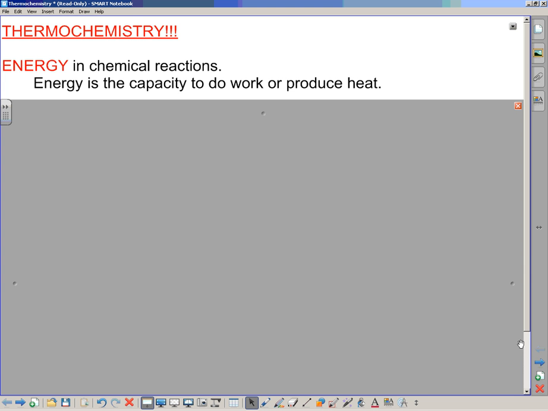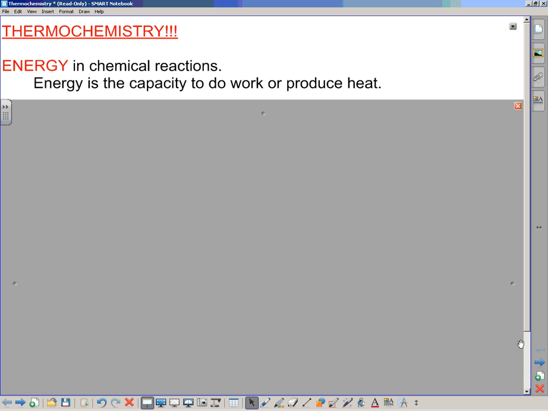Energy in chemical reactions. We define energy as the capacity to do work. That's our physics definition. Okay? We get a little bit closer to physics in here today than we normally like to do. Or, more focused on chemistry, producing heat. Producing heat or absorbing heat is really what we're going to focus on with today's lecture.